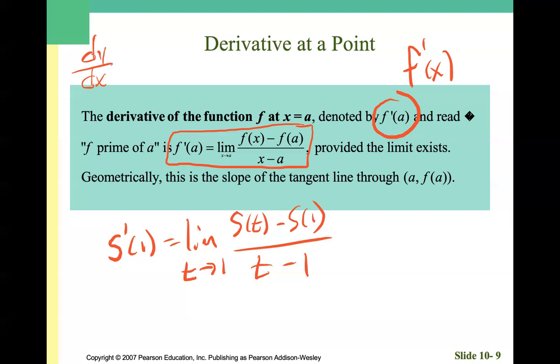So the last sentence there says, geometrically, this is the slope of the tangent line. Derivative, tangent line, instantaneous rate of change, all really mean the same thing. And once again, it's nothing more than a limit associated with the slope formula.